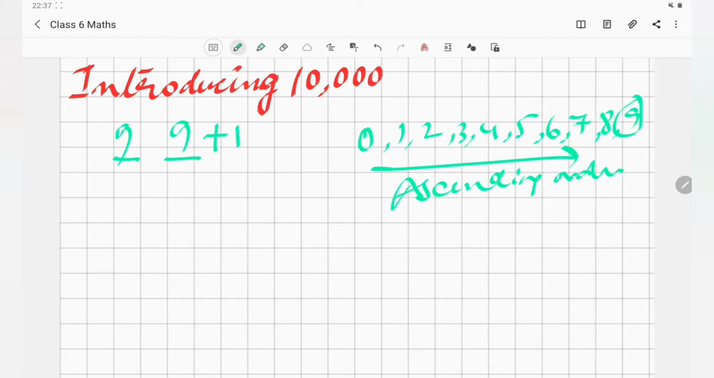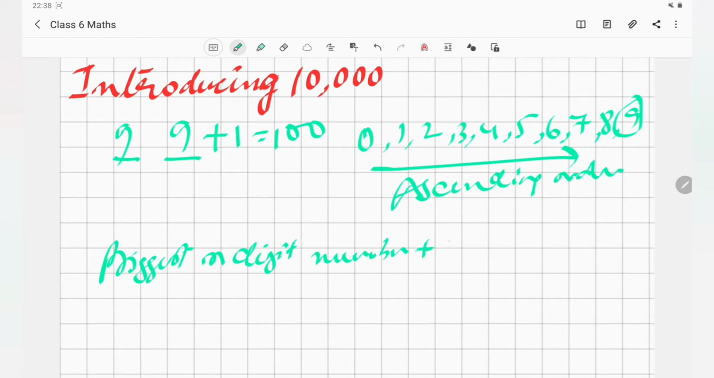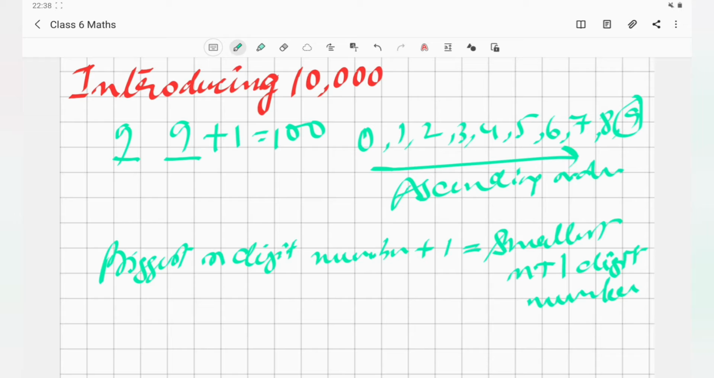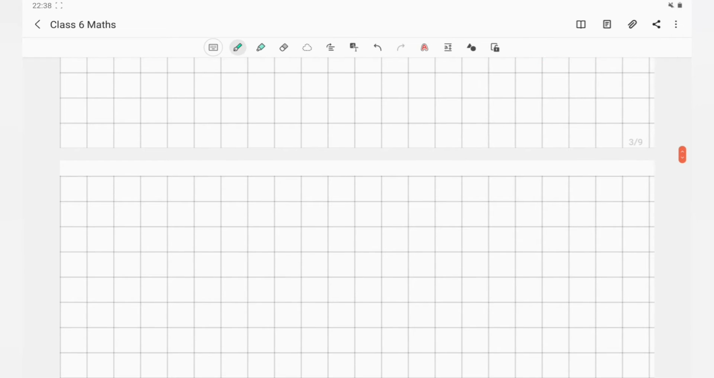So 99 plus 1 is equal to 100, and this is what we are going to talk about in this particular topic. So using the concept we have learned, the biggest n digit number plus 1 is equal to the smallest n plus 1 digit number, right? So if somebody asks you, what is the biggest 3 digit number? Very simple. Just put 9, 9 and 9. It is the biggest 3 digit number.